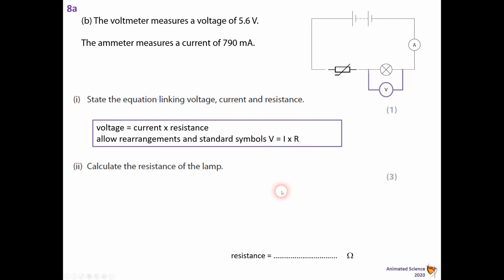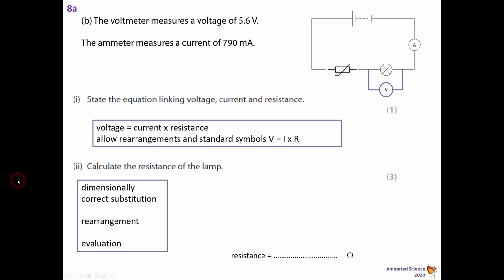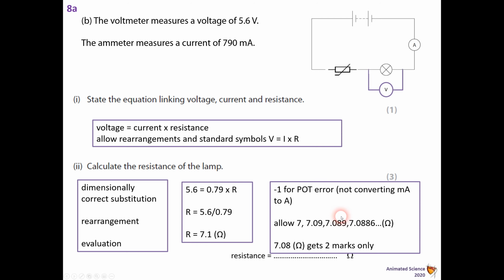Okay. Want to calculate the resistance, a 3 marker, but they give you the unit of ohms already. All we've got to do, very simply, is dimensionally correct substitution, rearrangement and evaluation. So 5.6 equals 0.79, because that's the same as 790 milliamperes, times resistance. I rearrange, so 5.6 over 0.79 is 7.1 ohms, and I just pop it in there. Simple as that. So it's the ratio of the two things. You can't go wrong if you learn the formula.